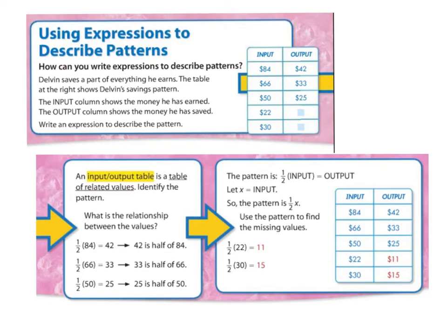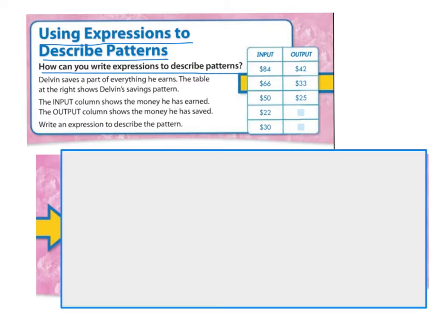All right, so today we are using expressions to describe patterns. The question is, how can you write expressions to describe patterns? So let's read this first word problem. Delvin saves a part of everything he earns. The table at the right shows Delvin's savings pattern. The input column shows the money he has earned. The output column shows the money he has saved. Write an expression to describe the pattern.